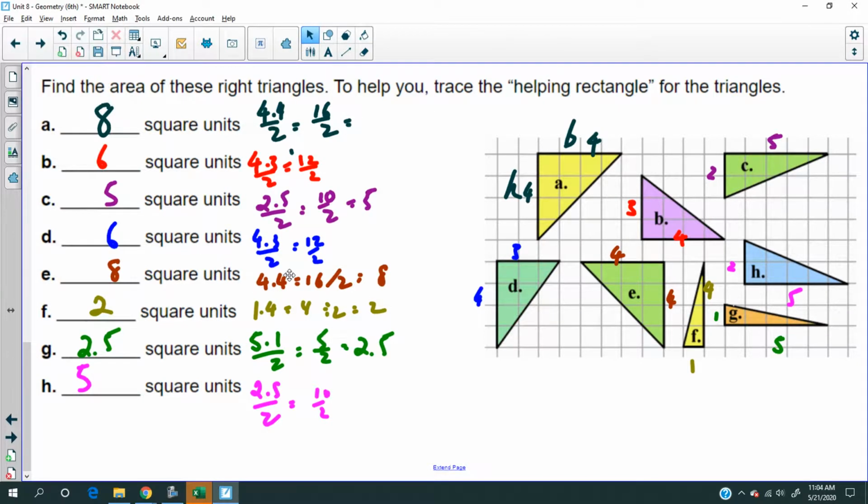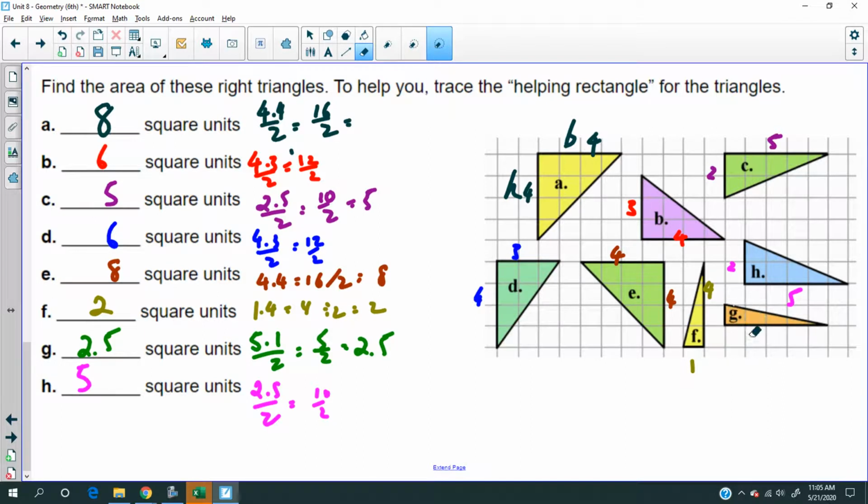Okay, and we're back. By the way, I just noticed when I did G with you guys, I put the answer where F is. That's not good. So it's in G. There's the answer key. So check your answers.